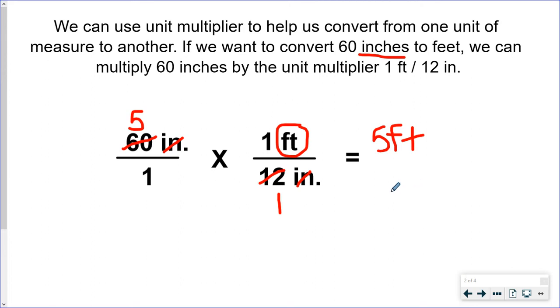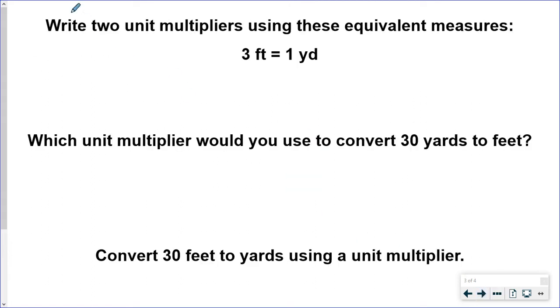And that's how you're going to use unit multipliers today, class. You're going to use one of those two unit multipliers to help you solve your answer. Now, in your lesson for today, it might actually ask you to write two unit multipliers using these equivalent measurements.